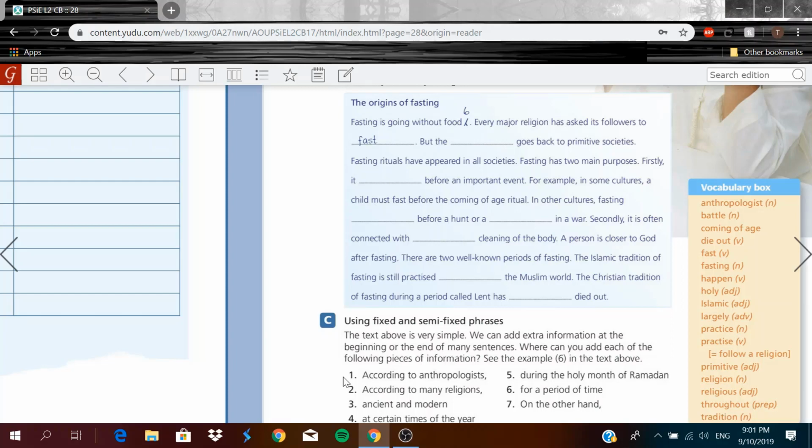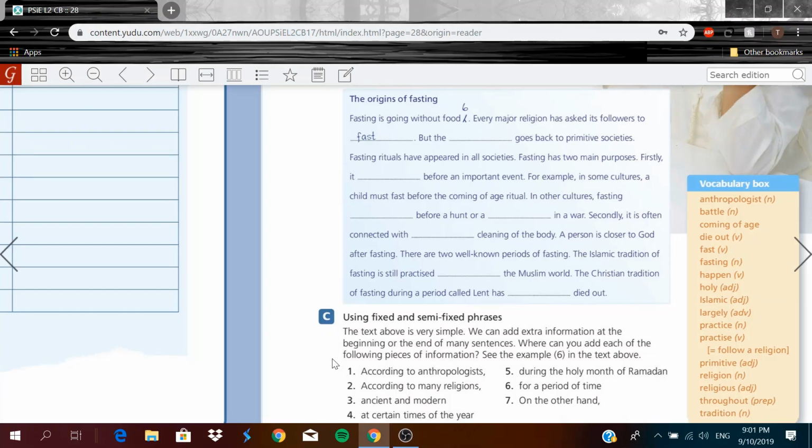But the tradition goes back to primitive societies. Fasting rituals have appeared in all societies. And this one's really simple. You guys should get this. That's right. We can probably say ancient and modern, number 3. So, fasting rituals have appeared in all societies, ancient and modern.